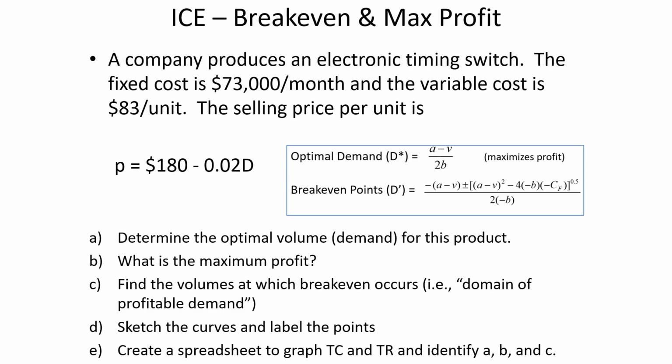Okay, here is what we're going to do. We want to find out basically how much money we can make by selling this timing switch. What's the optimal sales that we should be aiming for? How much should we sell this thing for? To maximize our revenue. Not maximize our revenue, maximize our profits.